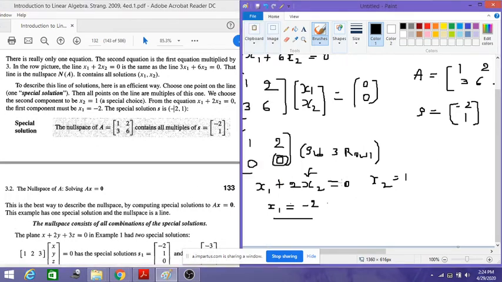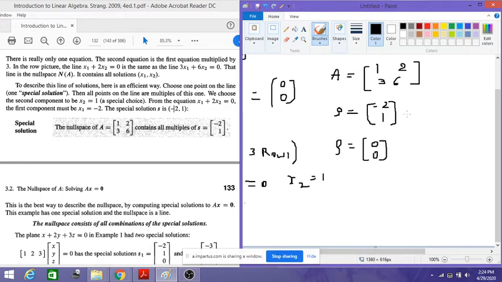Okay, and there might be another special solution that exists. If I substitute x2 is equal to 0, then what happens? Then I may get the other special solution as completely 0, which may not be a feasible solution. So if I substitute x2 is equal to 0, I'll get x1 is also 0 and x2 is also 0. This is not a solution at all, whereas this condition is fine here.